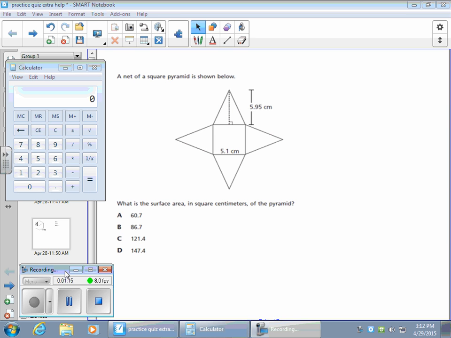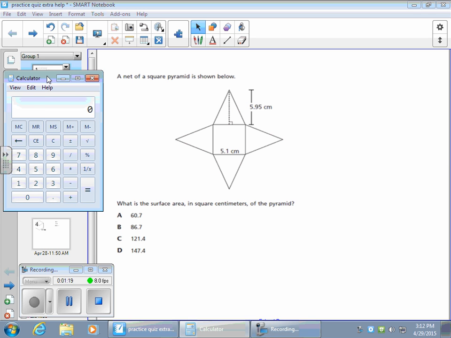All right, first question on the practice quiz, the homework: this is the net of a square pyramid, like an Egyptian pyramid. Can you find the surface area? Now remember, surface area is the area of all the sides added together, right? This has 5 sides. There are 2 shapes here, a triangle and a square. For the square, they only give us one side, 5.1, so you can assume it must be a square because that's the only side they gave us.